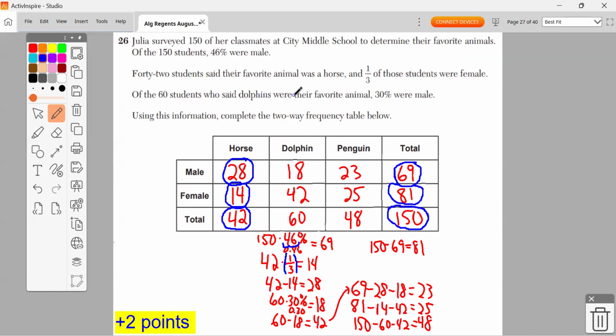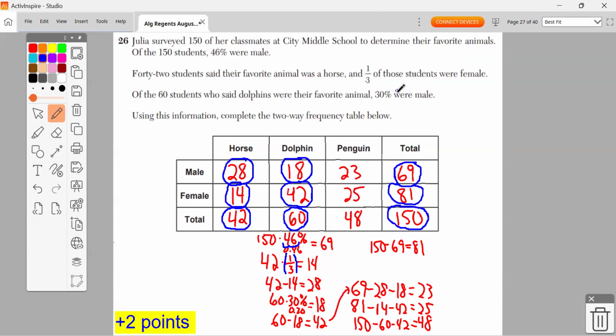Of the 60 students who said that dolphins were their favorite animal, 60 students for total dolphins, 30% were male. So again, 60 times 30% or times 0.30 equals 18. 60 minus 18 gives me 42.